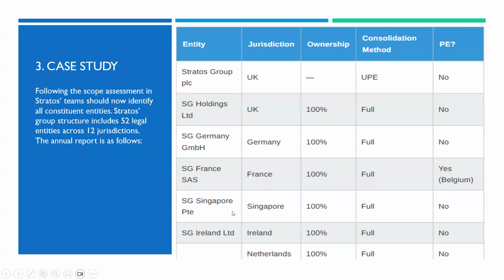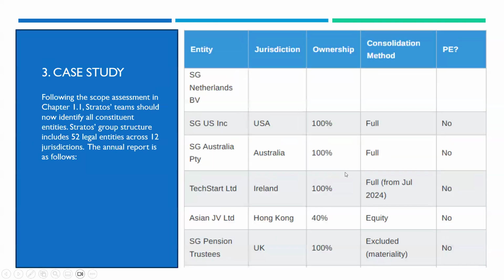Now again, Singapore is 100% owned and uses full consolidation. It is a constituent entity. Ireland is also the same. Netherlands is also the same. USA is also the same. Australia is also the same. It all uses full consolidation. We don't need to do more. TechStart Limited is also 100% owned, but its consolidation only happens from July 2024. Is it a constituent entity? Absolutely yes, but it is an entity which has come in mid-year, right? So for Pillar Two purposes, we will only take the revenue from July 2024.